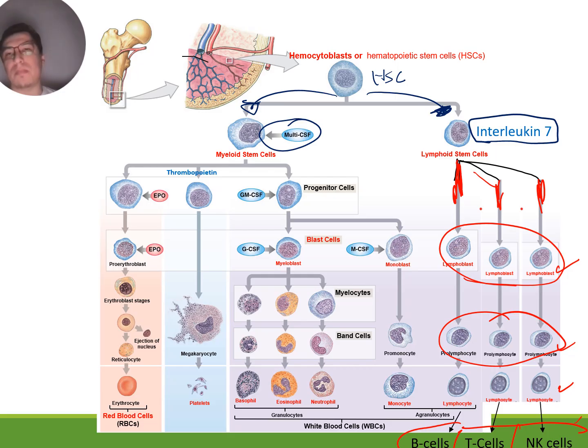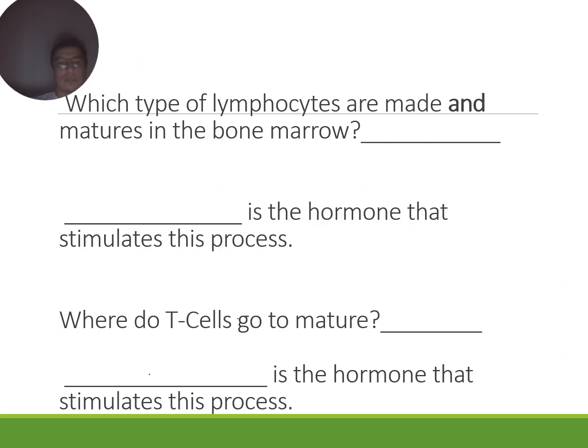Okay? Key takeaways from this slide: we're coming in from a hematopoietic stem cell and we are committed to the lymphoid lineage with the help of interleukin 7. Again, which types of lymphocytes are made and mature in the bone marrow? We have two cells, and those are NK cells and B cells.